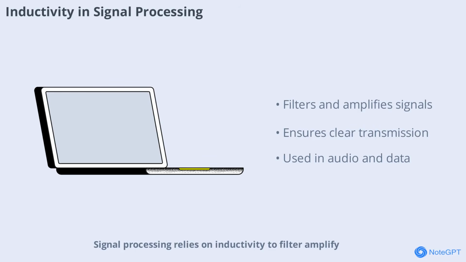Signal processing relies on inductivity to filter, amplify, and shape electrical signals. Inductors are used in audio equipment, communication systems, and data networks to ensure clear and accurate transmission. This technology is essential for everything from music production to internet connectivity.